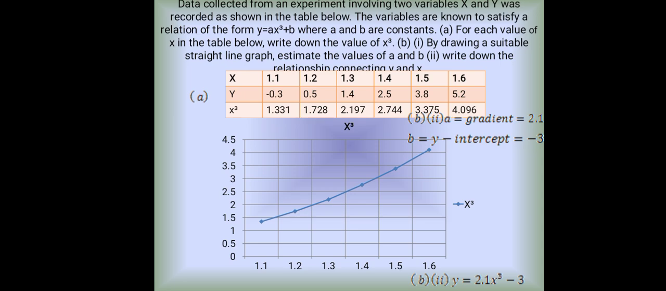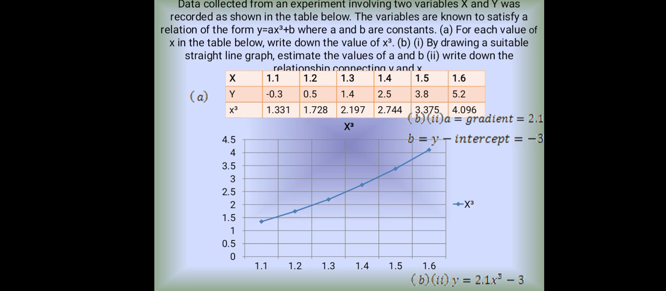Data collected from an experiment involving two variables x and y was recorded as shown in the table below. The variables are known to satisfy a relationship of the form y = ax³ + b, where a and b are constants. A. From each value of x in the table below, write down the value of x³.